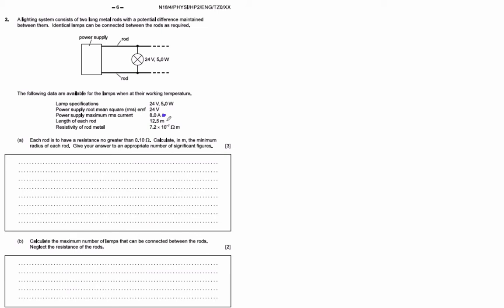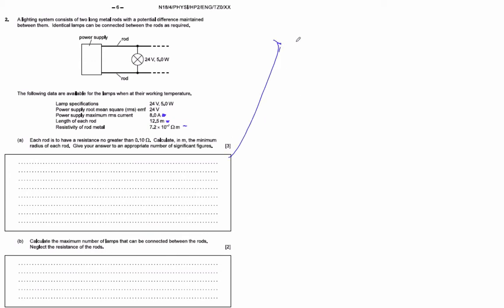Length of each rod, 12.5 meters. Resistivity of the rod metal. Each rod is to have a resistance no greater than 0.1 ohms. Calculate in meters the minimum radius of each rod. Okay, so this is a resistivity problem.